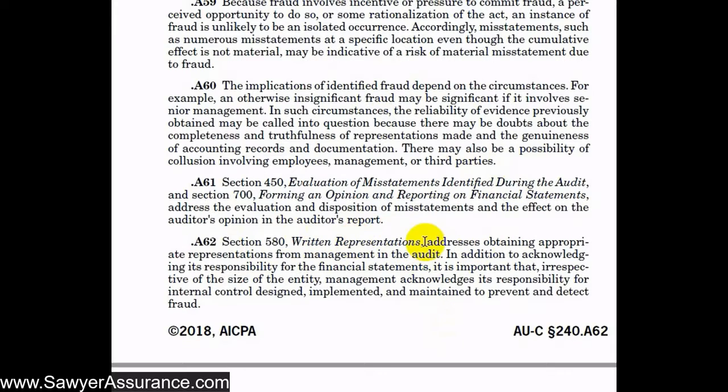This is important because management acknowledges its responsibility for the internal control to be designed, implemented, and maintained in order to prevent and detect fraud. So it's not necessarily our responsibility to prevent or detect fraud, it's management's responsibility. As we've seen in other AUC sections, it's our responsibility to identify material misstatements that could be due to fraud.